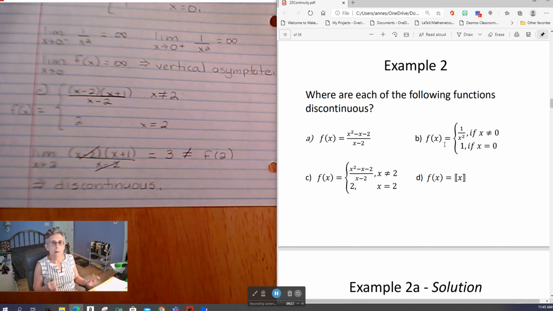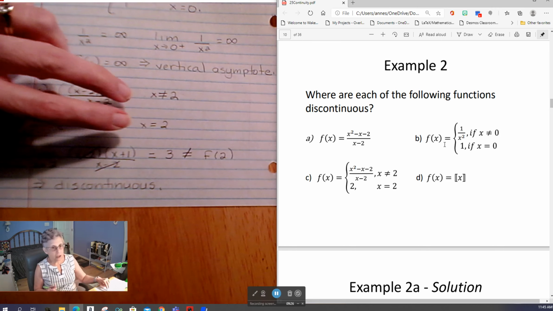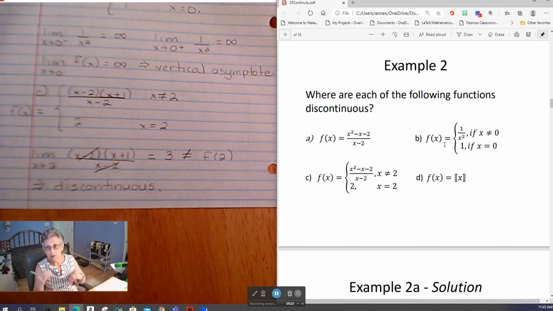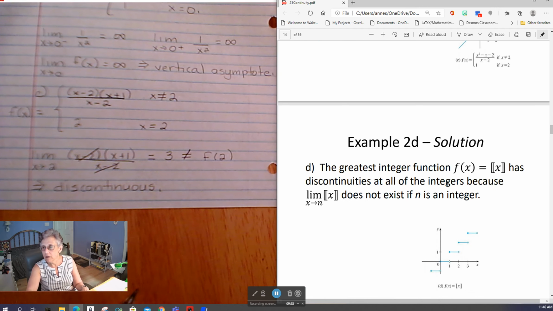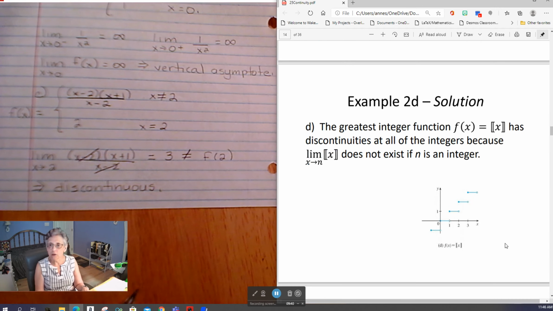Piecewise functions, usually the spot you're going to have to check is that place where the piecewise function changes. And the last one is the greatest integer function. You may not even know what that is. I'm going to bring up the pretty picture of it. It means the greatest integer less than whatever number you put in there.